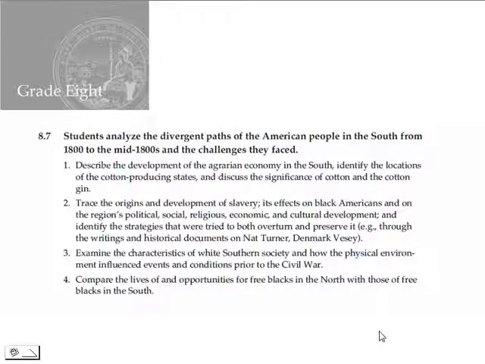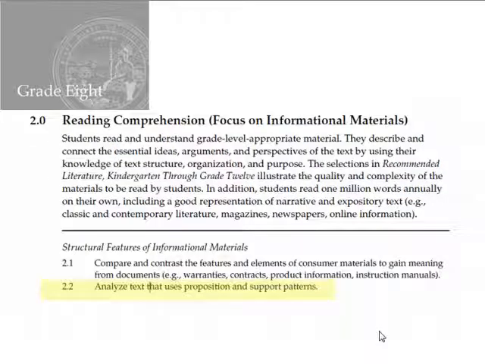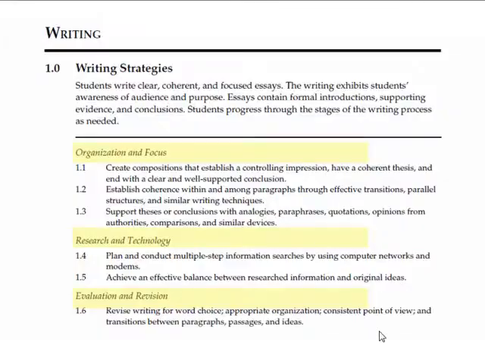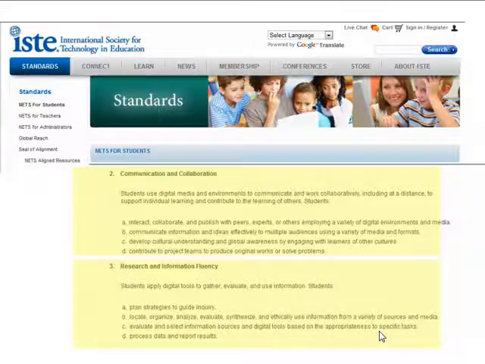This unit focuses on 8th grade Social Studies Standards 8.7 and 8.9, which require that students study the American people in the South from 1800 to the mid-1800s. Other standards addressed in the unit include language arts standards for reading, writing, and listening and speaking, in addition to technology standards.